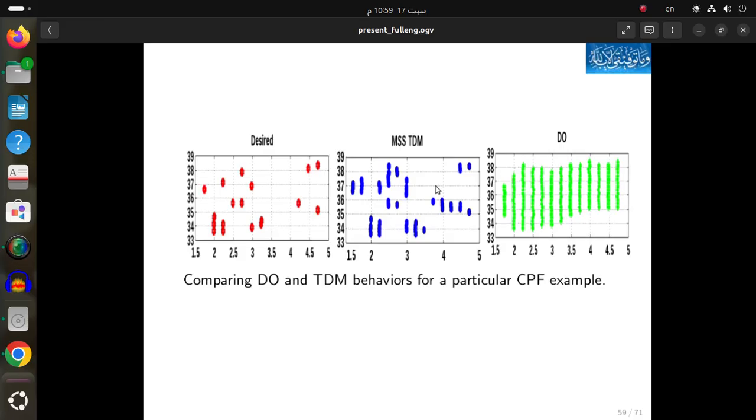Of course, it is clear that minimal subset cover time division multiplexing shows the obstacle location much more accurately, while direct optimization almost fails to show the obstacles in the correct location. There is almost no discrimination. It almost shows obstacles everywhere. So the pattern offered by direct optimization is not that useful, but that offered using time division multiplexing is much better and much more accurate.